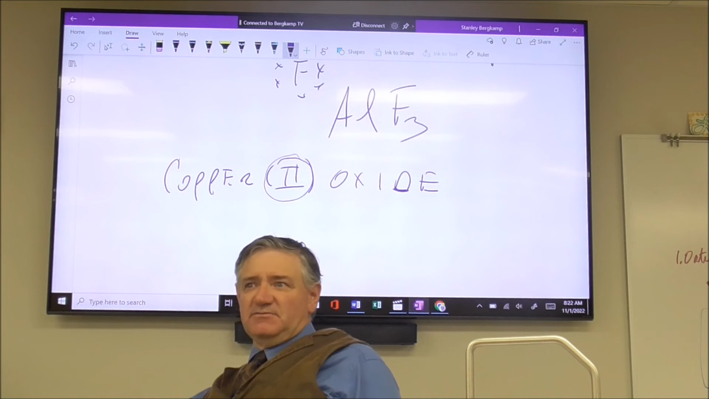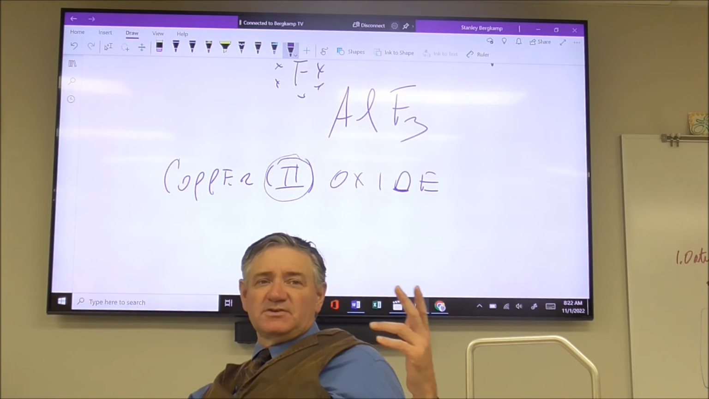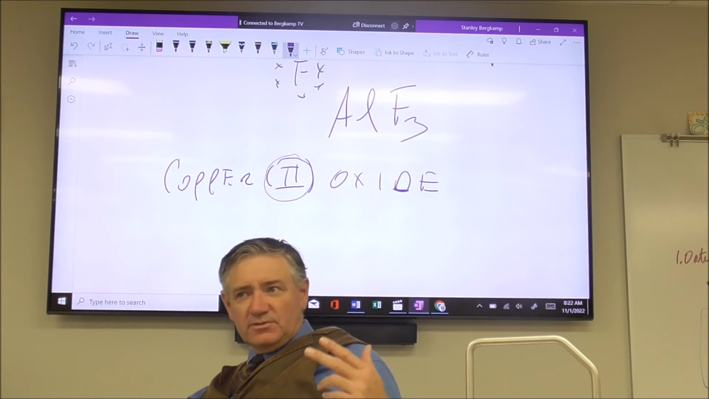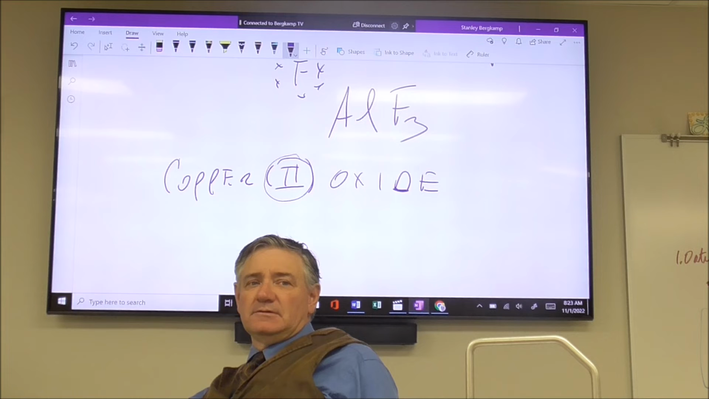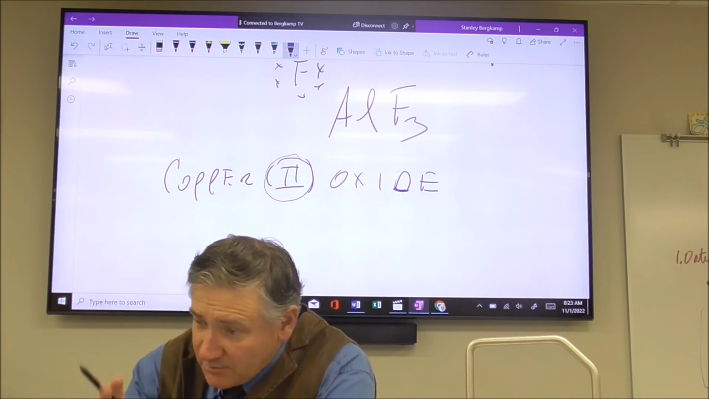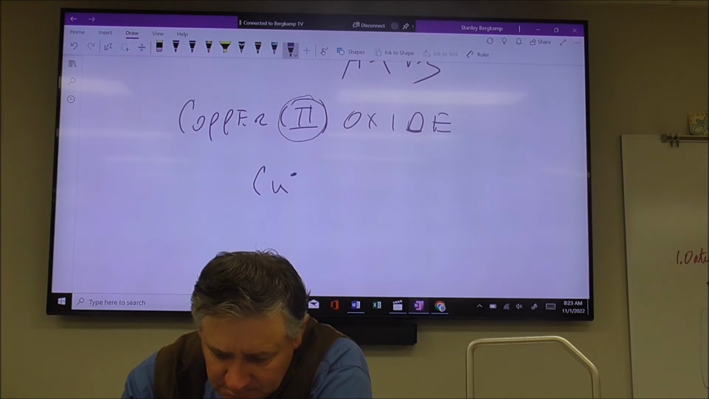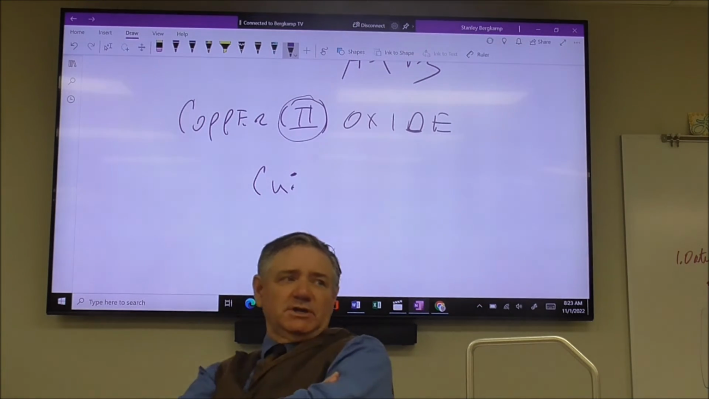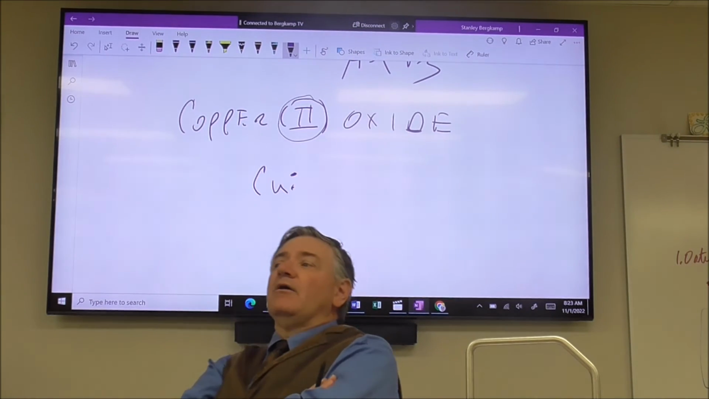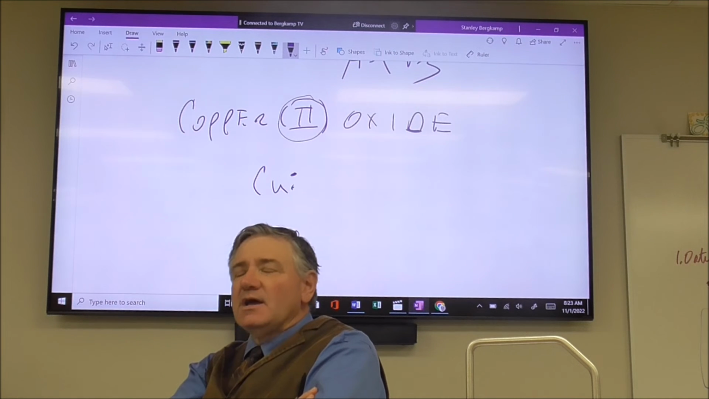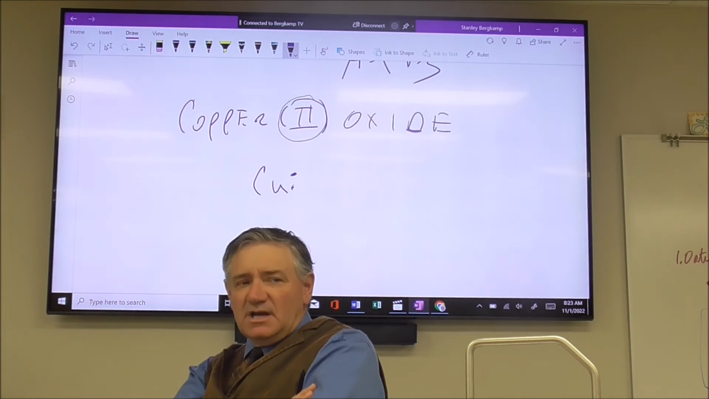The oxidation state, right? So is it going to look to lose 1 electron or lose 2 electrons? 2. So when you have the Roman numeral, just go, okay, Cu, couple of dots. There you go. Now, oxygen. How many valence electrons does oxygen have?